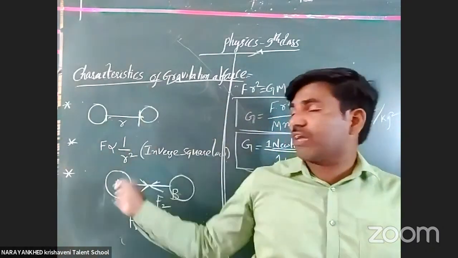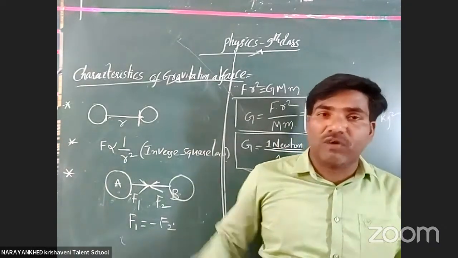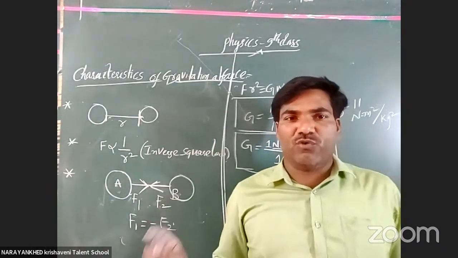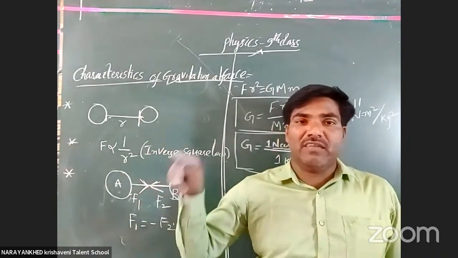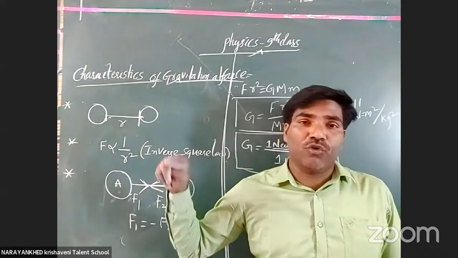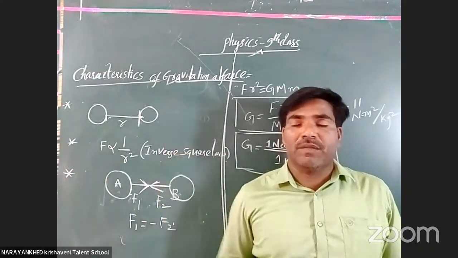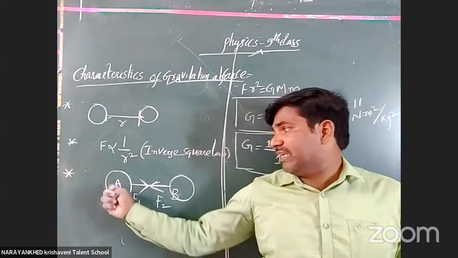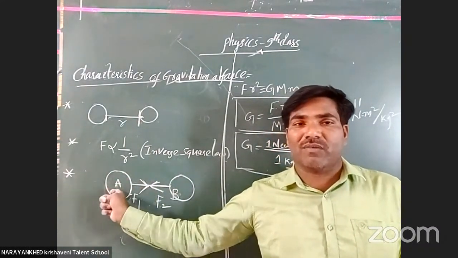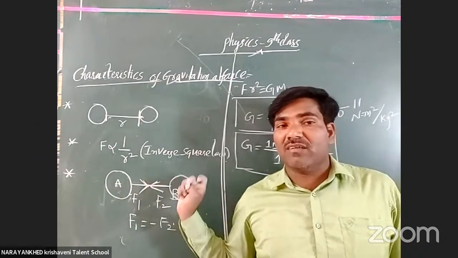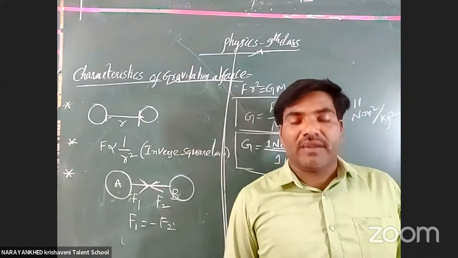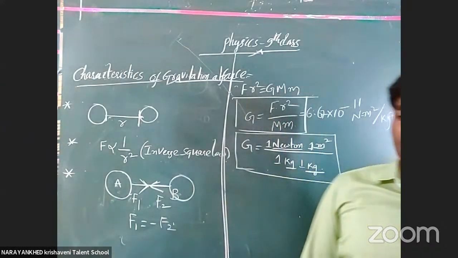The gravitational force characteristics are these three. First, it is a field force, which means it is not a contact force. Second, it is inversely proportional to the square of the distance. Third, it acts based on distance, and it is an action and reaction pair force. I hope you got it.